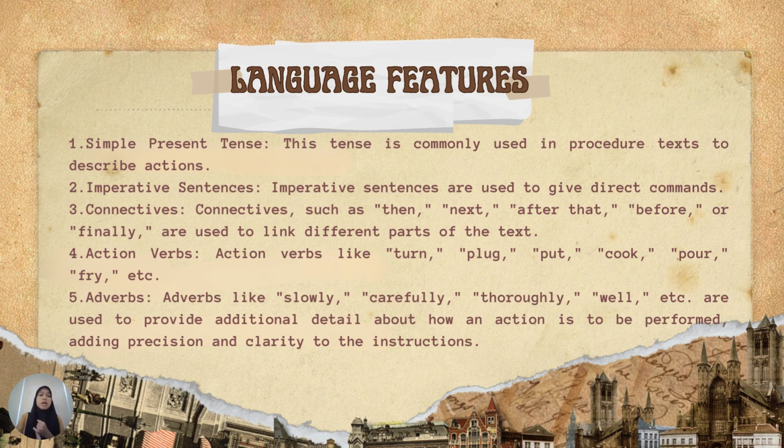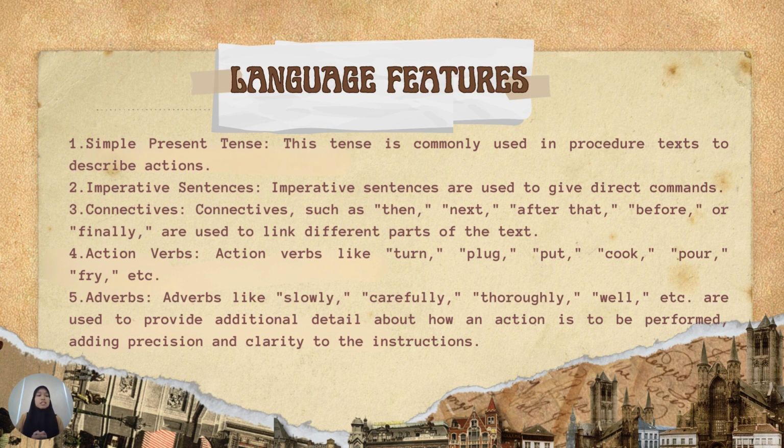The second is imperative sentences. Imperative sentences are used to give direct commands. So imperative means that the author wants to make the reader do something exactly like the author said. The author commands. The third is connectives. Connectives such as then, next, after that, before, or finally are very commonly found in procedure text. They work as linking words to connect one sentence to another.